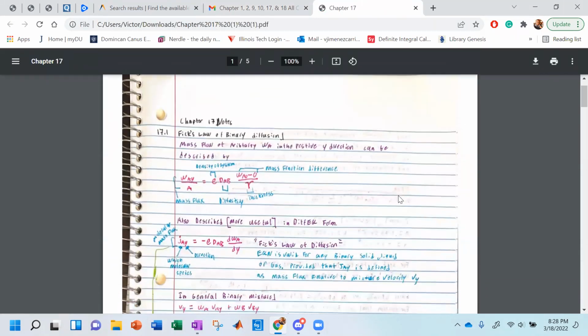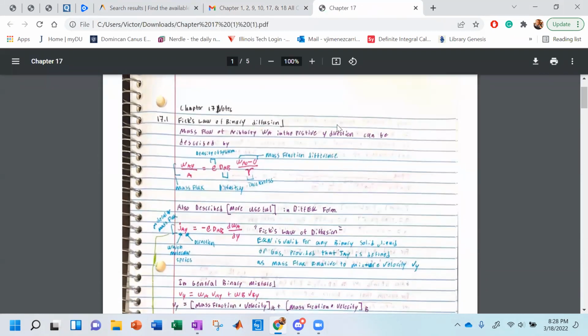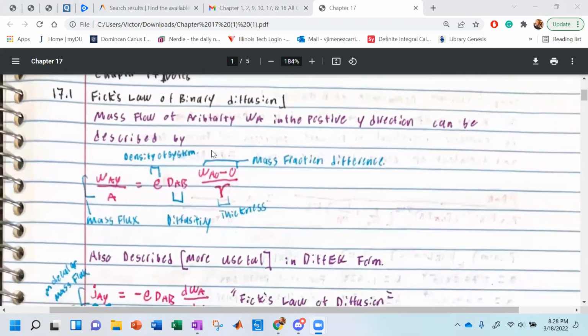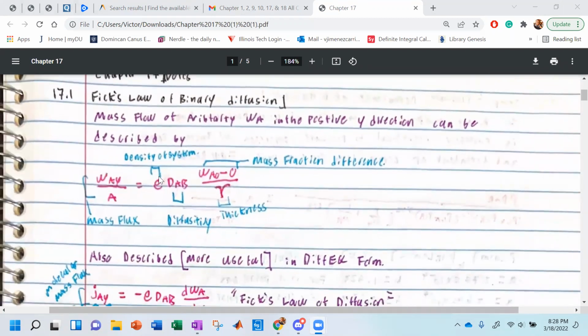Okay. We have chapter 17, and this is going to go relatively quick. Chapter 17 is talking about Fick's law of binary diffusion. In other words, the first section is like the first section of chapter 9. It'll tell us how to calculate this. So, here is its non-differential form, which is W_A1 equals density times the diffusivity constant multiplied by W_A0 minus W_A1, which is just the mass fraction difference divided by the thickness.